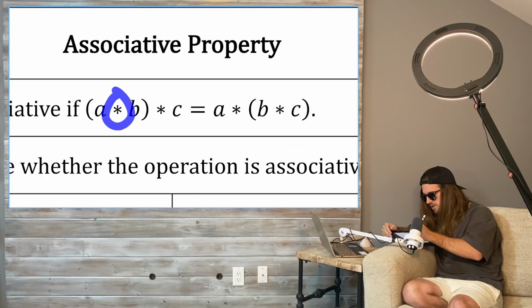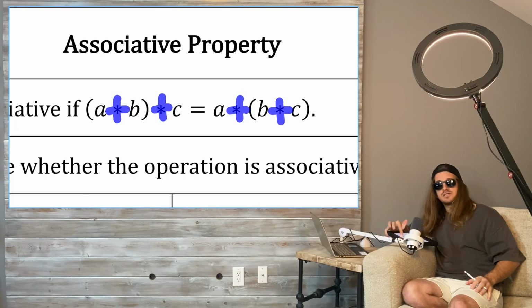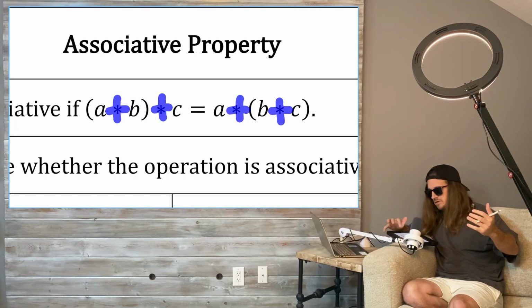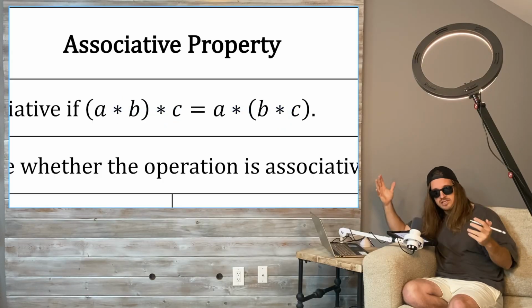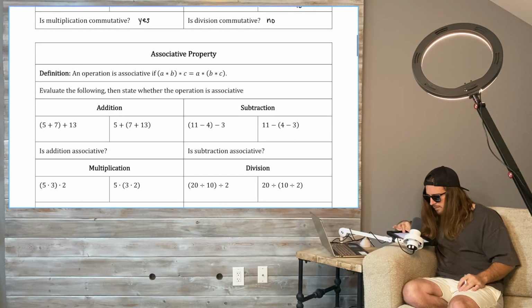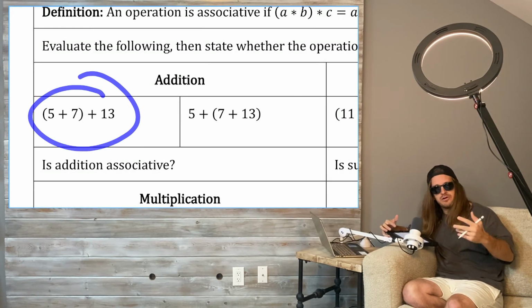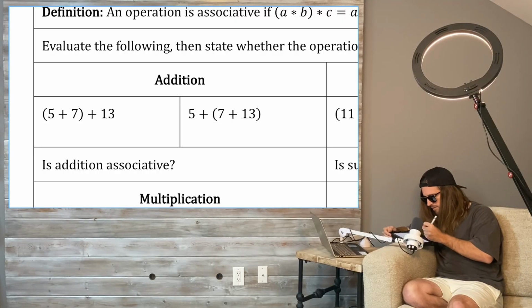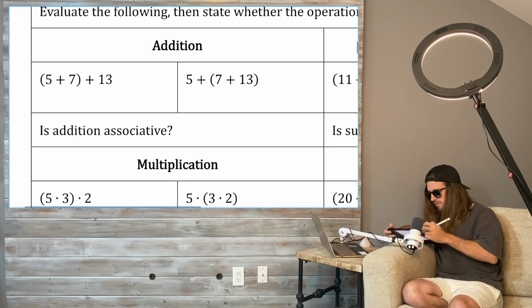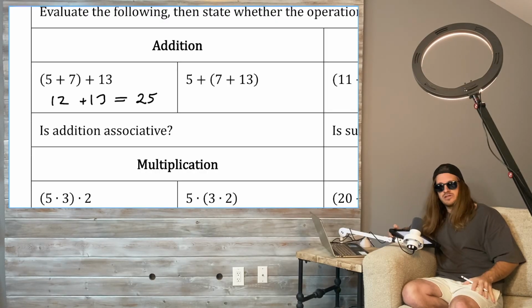Now, again, this asterisk, I know it might be a little weird, but it's just a general operator here. You could put plus signs through there, and that would be the associative property of addition. You could put subtraction signs through there. Well, let's even see if that works, right? But anyways, let's do addition first. So say that I want to add up 5, 7, and 13. But let's do the 5 and the 7 first. So 5 plus 7, well, that's 12. And then we add that to 13, and that's going to give us 25. All right, so the answer there is 25.